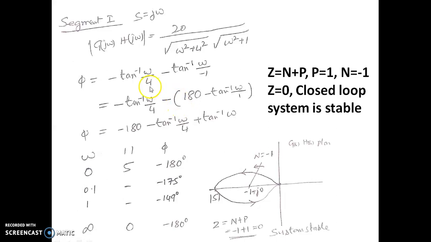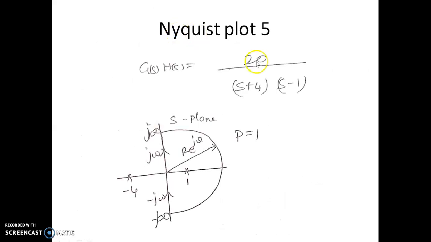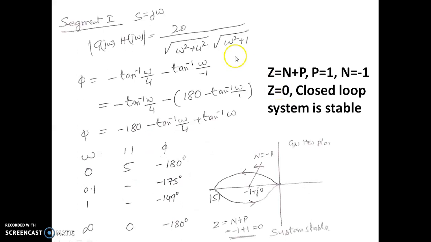So let us try to map the different segments of Nyquist contour from S-plane to GH plane. If you consider this particular transfer function, the transfer function that we have is 20 by (s plus 4) into (s minus 1). The magnitude equation happens to be this, whereas the phase equation, you can see there is a -1 term.